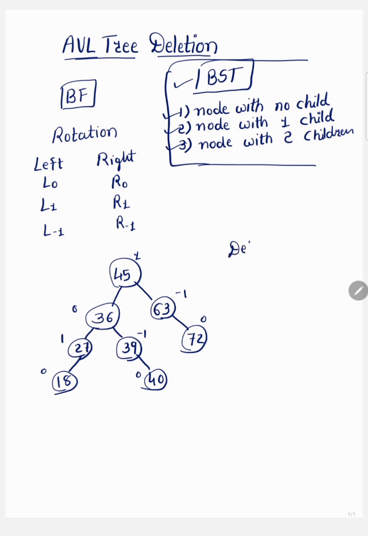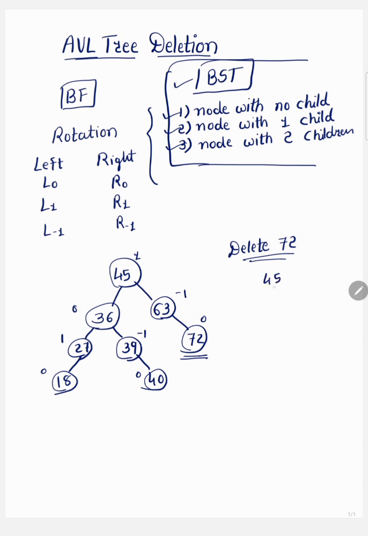Now if I want to delete 72, right? Here I have intentionally taken the leaf node, otherwise I need to follow all the other steps. So suppose I'm deleting 72, anything you can delete, and you need to just keep in mind these rules. 72 is my leaf node, so that's the first scenario, node with no child. What I need to do is simply delete it.